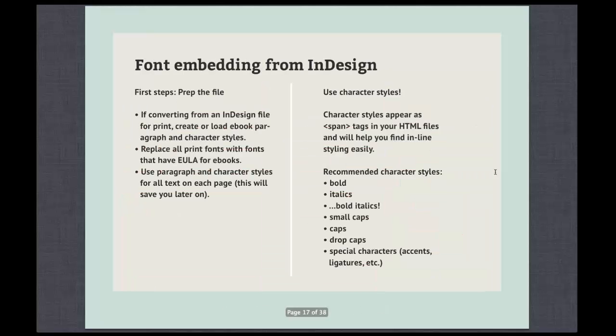All right, so if you're embedding from InDesign, the first thing you'll want to do is to prep the file. So if you're first starting with font embedding, with, say, free fonts, you'll want to maybe create a house style. If you find some fonts that you really like and maybe you'd like to use for a series of ebooks, you can do that by importing paragraph and character styles. And then you'll want to replace all of the print fonts with those in the paragraph styles.